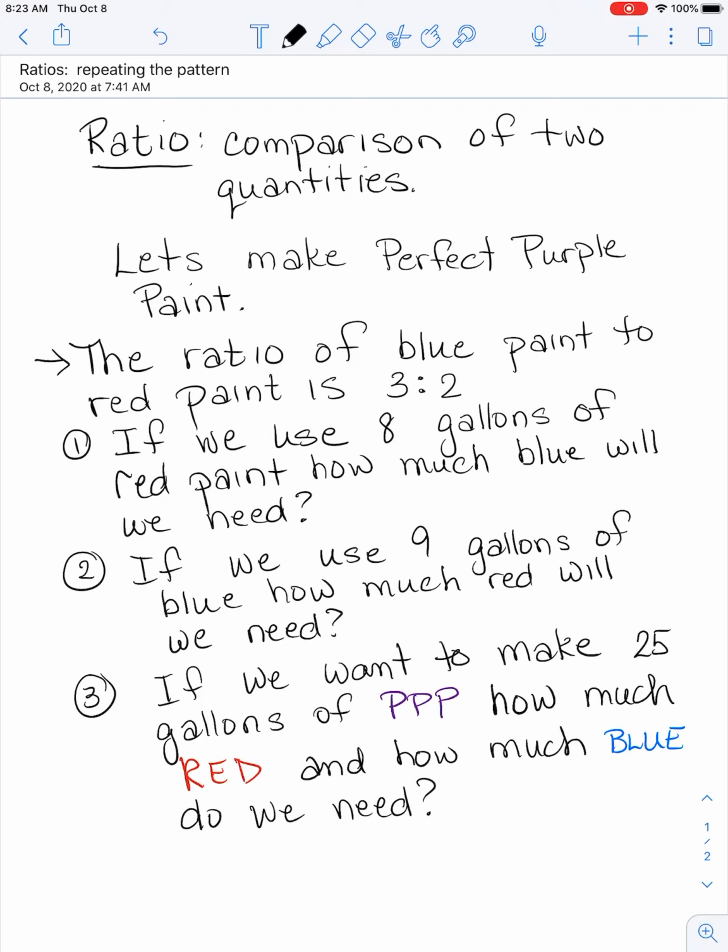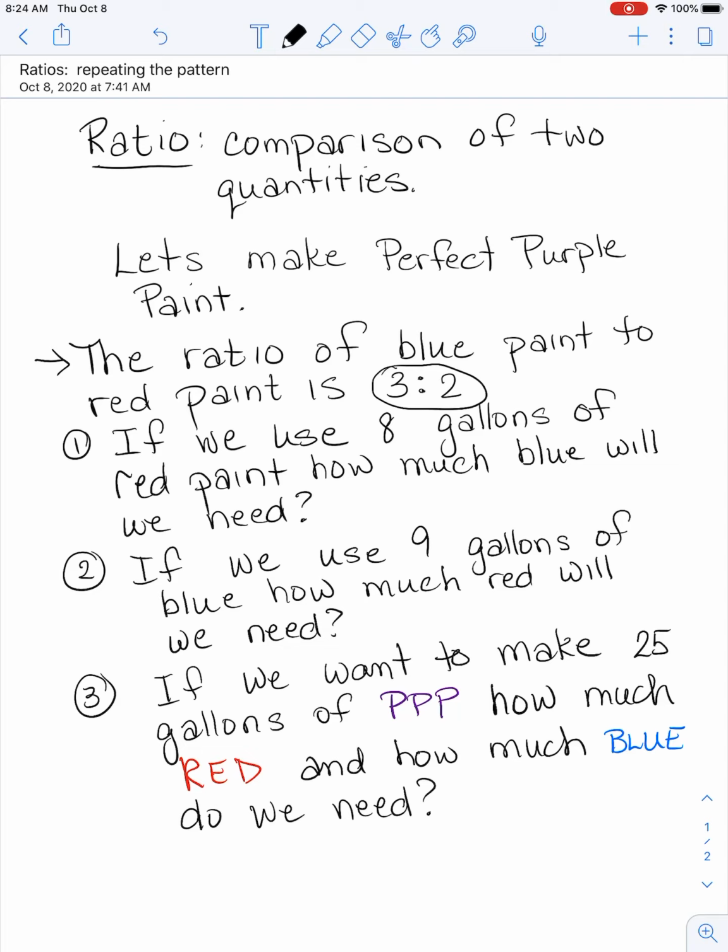Today we're going to use a technique called repeating the pattern to solve a ratio problem. And our ratio problem today is about making perfect purple paint. And it's a perfect shade of purple. We want to make sure that it's the same shade all the time. And that means that every time I mix blue and red paint, which is how you get purple, I need to mix it in a ratio of 3 parts blue, or 3 gallons of blue, to 2 gallons of red. And that's right here. That's the ratio.